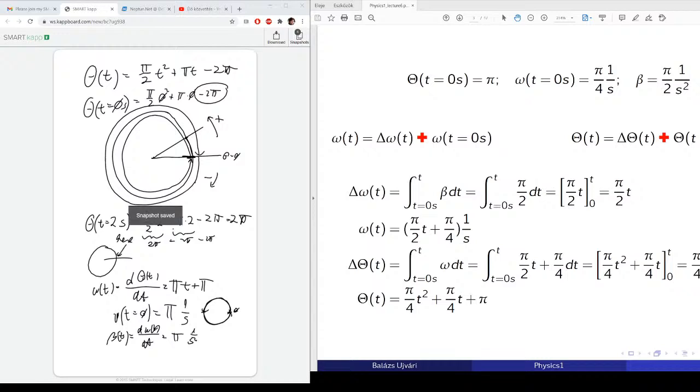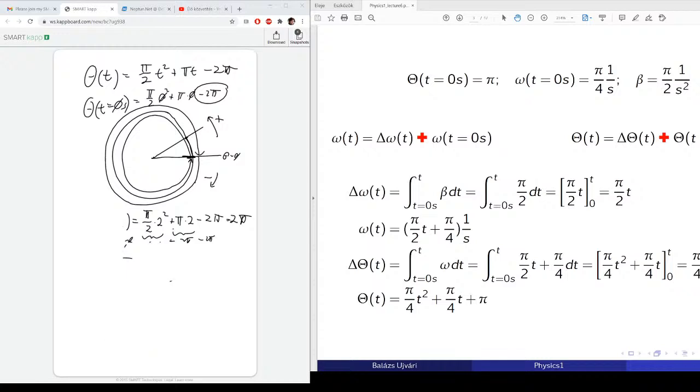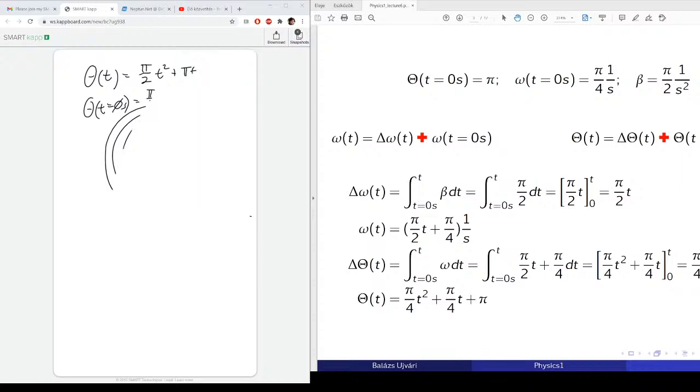That was the easy way. If we know the theta t, we can calculate omega t and the beta t. Let's solve the other way. For example, I know at t equals 0, I'm at pi. My initial angular velocity is pi over 4, and there is a constant acceleration which is pi over 2, 1 over s square. What is the theta t?